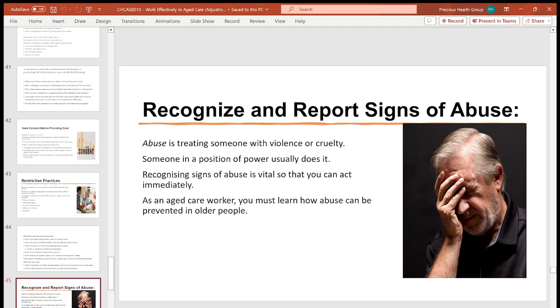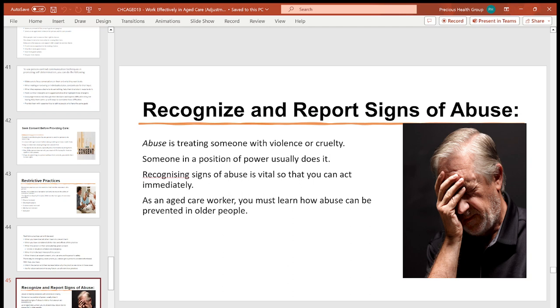So abuse is treating someone with violence or cruelty. Someone in a position of power usually does this. Just as I said earlier, we as care workers can sometimes exercise this power over clients who don't know how to say their own mind about what is going on.